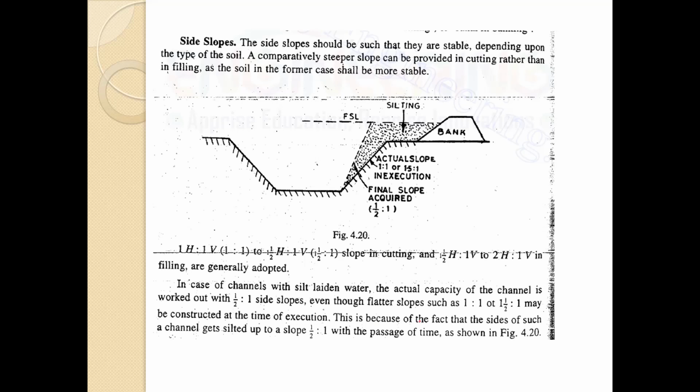This is because of the fact the sides of such channels get silted to the slope 0.5 is to 1 with the passage of time, as shown in this figure.